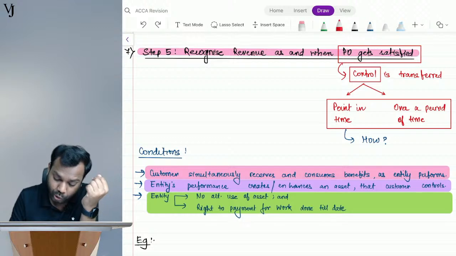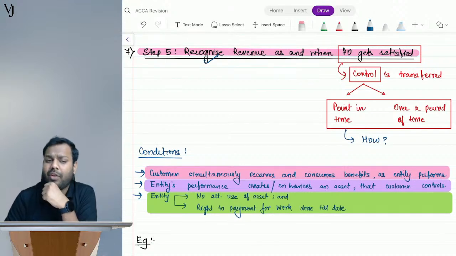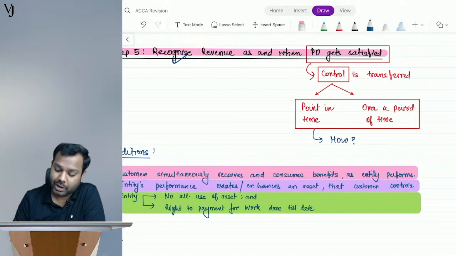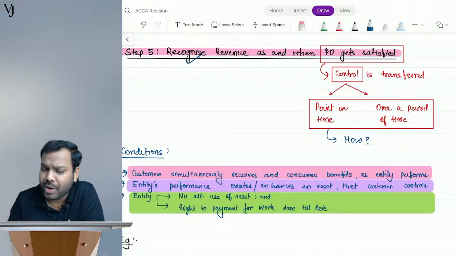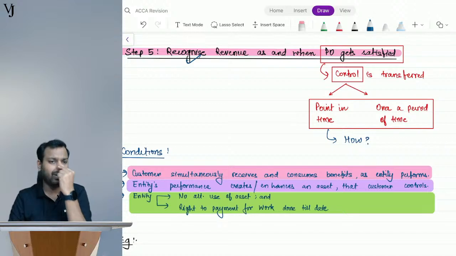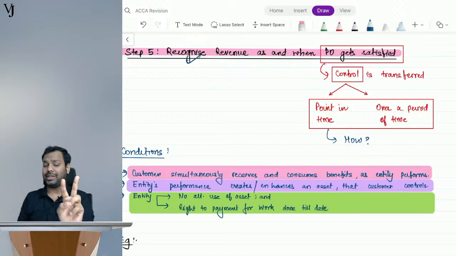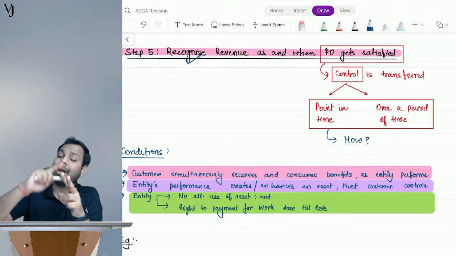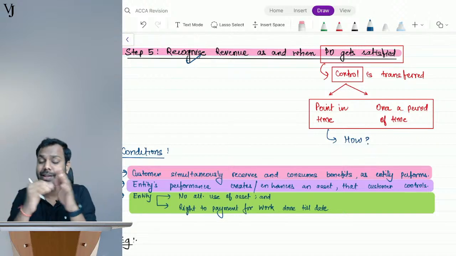Okay. The question that comes up now is, PO gets satisfied. What is the meaning of PO gets satisfied? When does PO get satisfied? Standard says when the control is transferred. When the control is transferred, we can say that the PO is satisfied. But now the question comes up, when is the control transferred? Control means 2 things, which I believe I have already discussed: right to direct the use and right to receive the economic benefits. When these 2 get transferred, I can say the control is transferred.